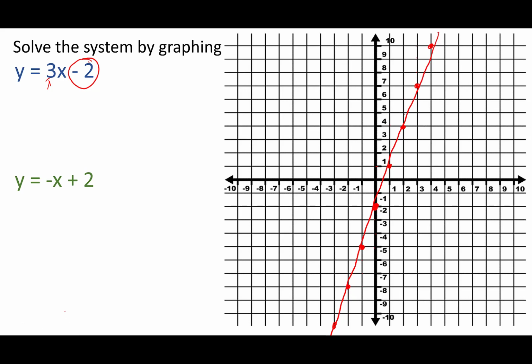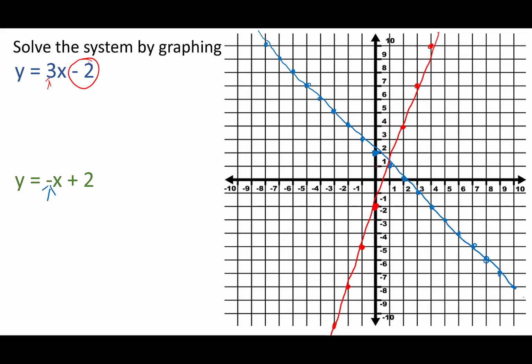All right, changing colors, and I'm going to do the next one. My y-intercept is 2. So I'm going to put a dot at 2, and my slope on this one is a -1. So that tells me I'm going down 1 and right 1. And then I can draw the line.